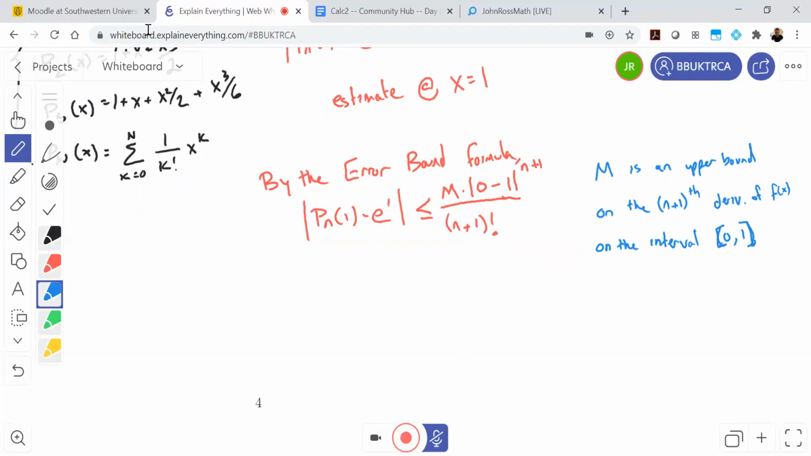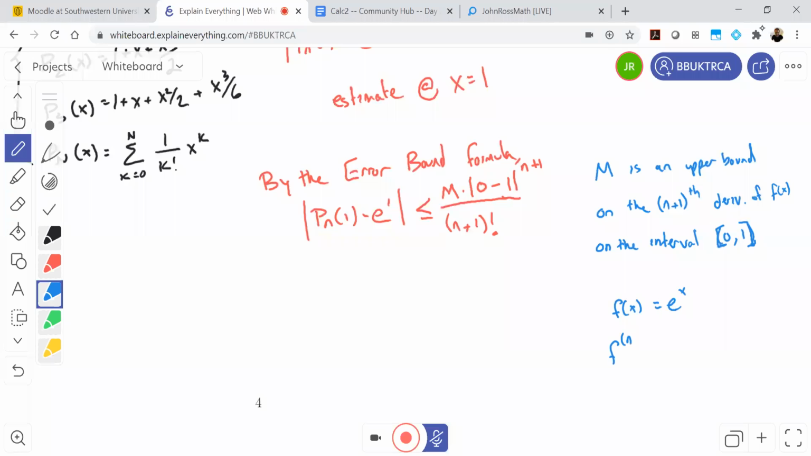Right, so again, this m value is supposed to represent an upper bound. It's supposed to be larger than any possible n plus 1th derivative of our function. So what we have to do is look at our function, figure out what the n plus 1th derivative is, and then see how big that can get on the interval 0 to 1. So let's take a look. Again, the function that we're looking at is e to the x.